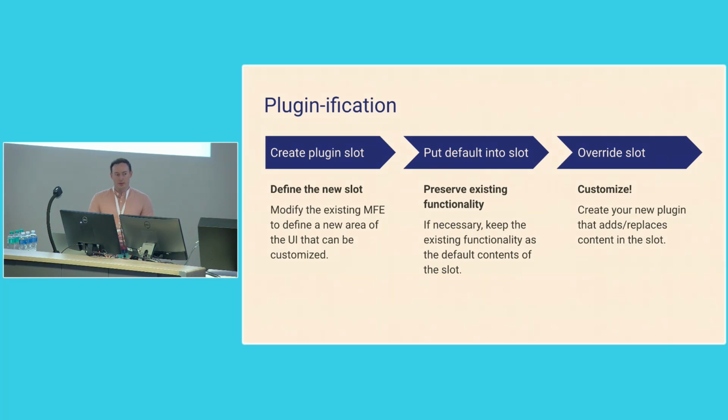So as a quick overview of the plugin system, step one is creating a plugin slot. You only need this if there isn't a slot already that exists. So this is what we'll talk about today. And then when you create a slot, you can decide if there's default content that you want to leave in the slot or not. So that's the second step of creating a slot. And then the third step is customizing it by putting plugins in. This is all very straightforward if you saw the earlier part.